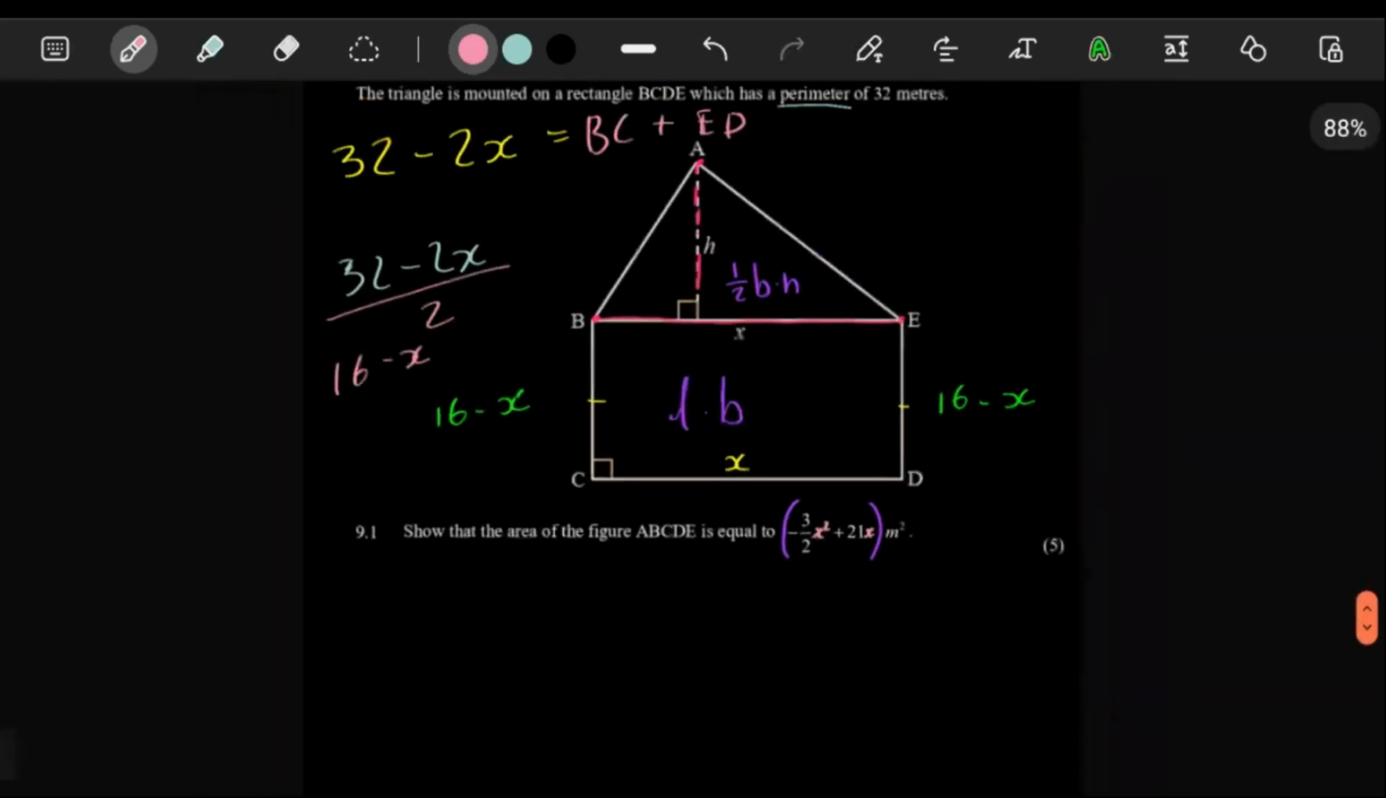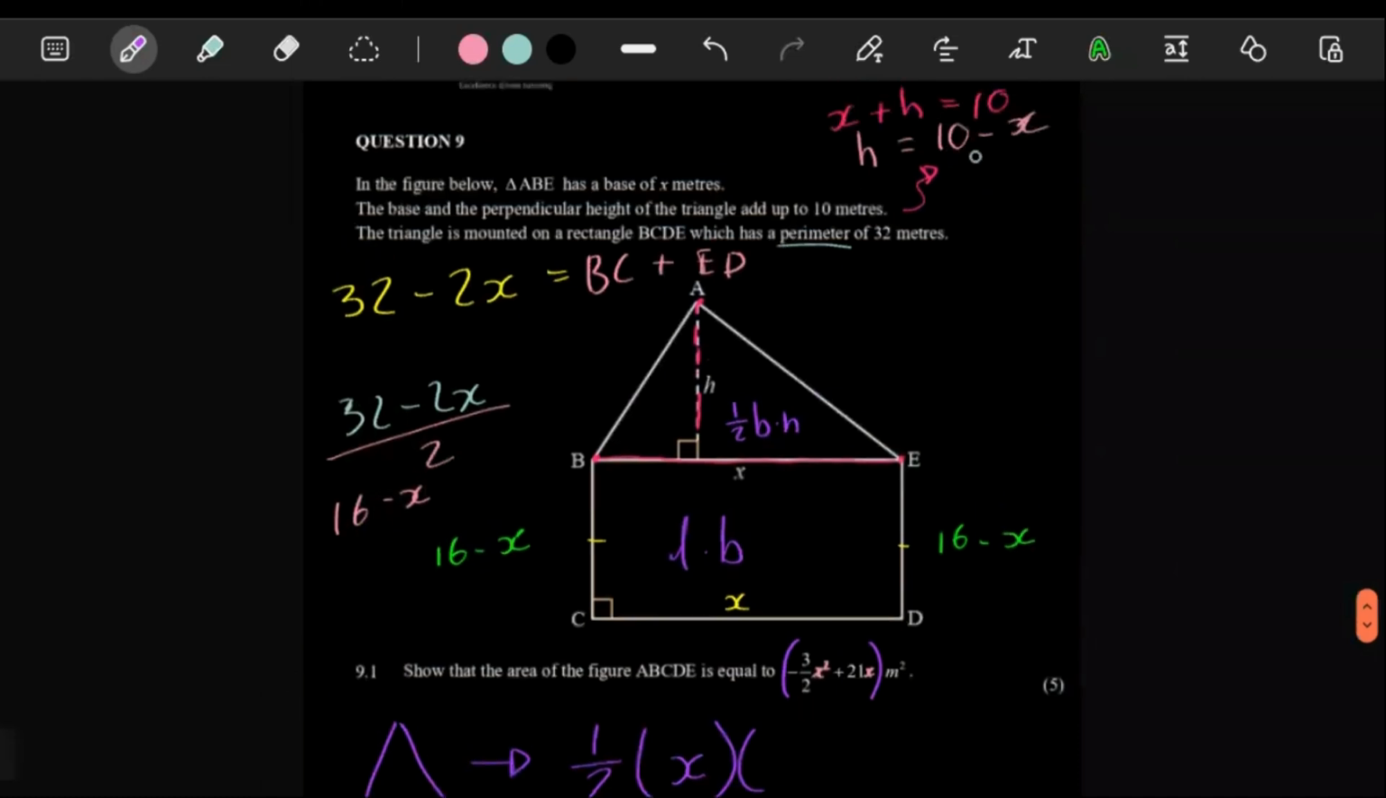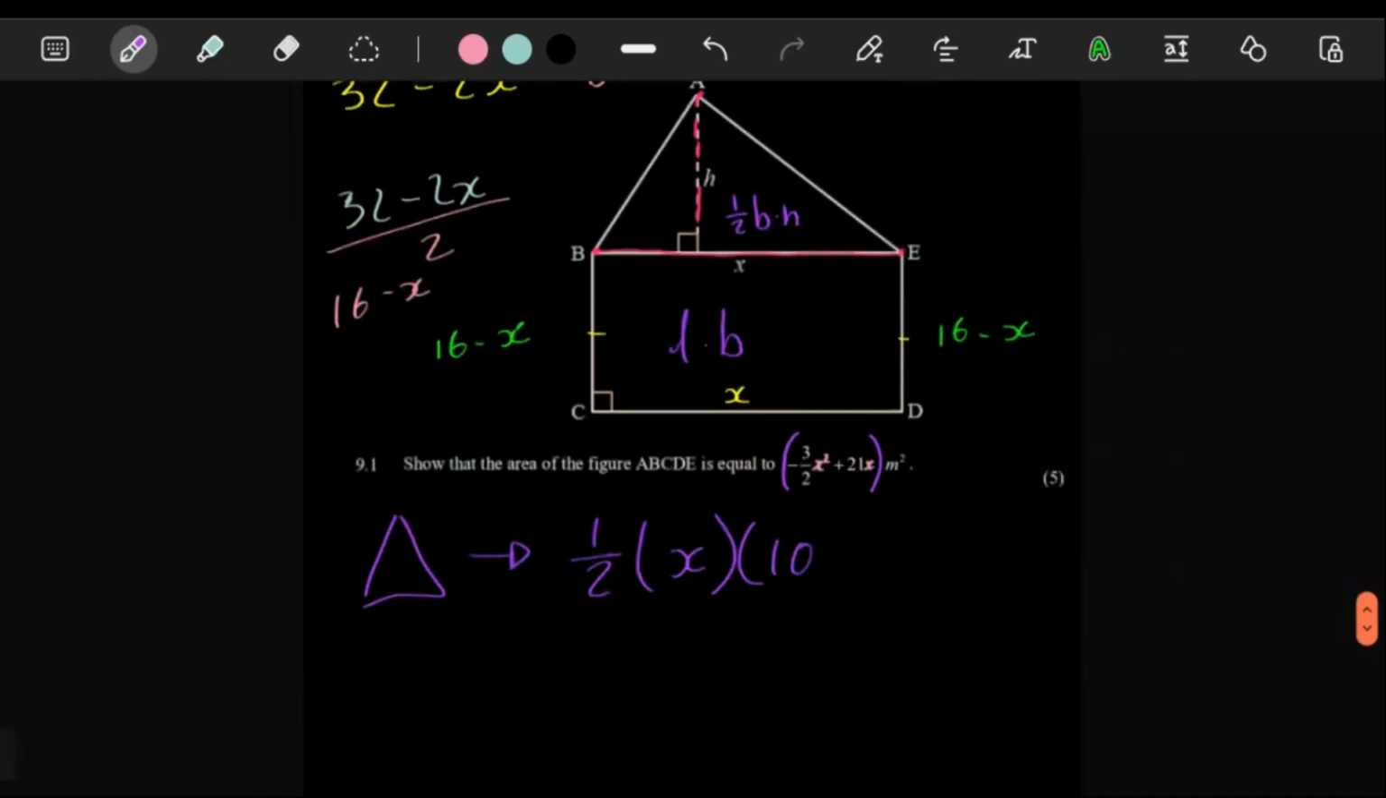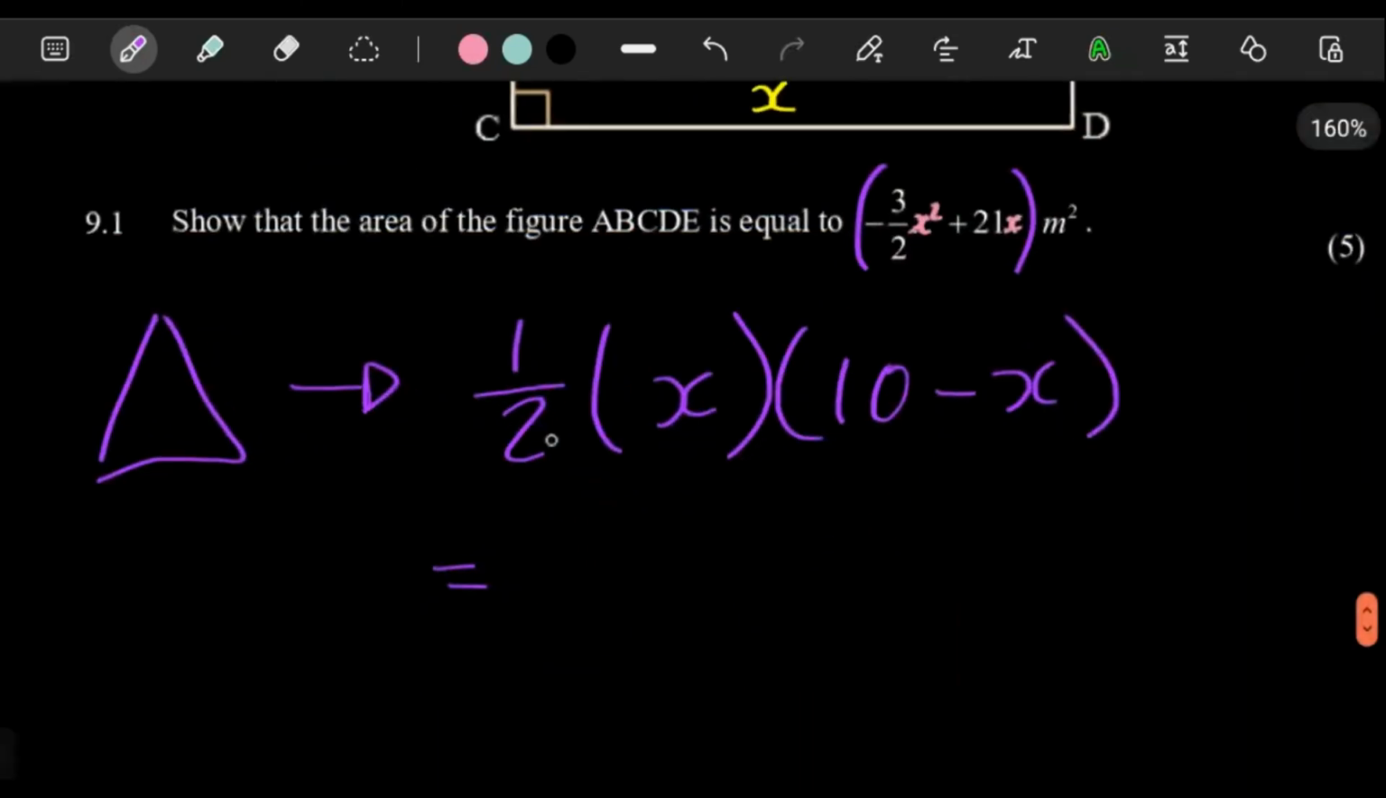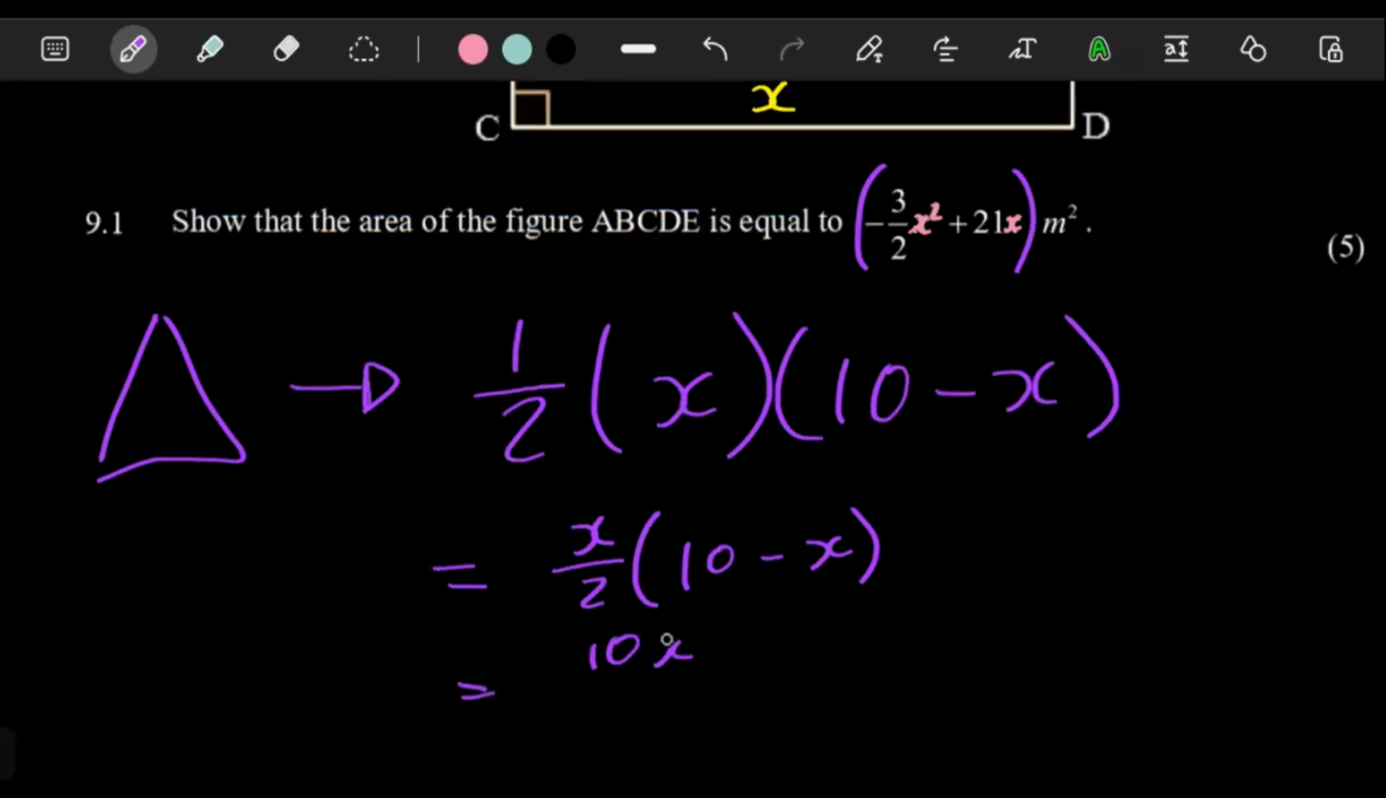So in terms of getting the area of our shape, we already know we have to get the area of the triangle, which is going to be a half multiplied by the base multiplied by the perpendicular height, 10 minus x. We just have to leave it as an expression. This is just a half x, and then here 10 minus x, right? If you want to multiply inside, it's fine. You're going to have a half x times 10, which is going to be 10x over 2.